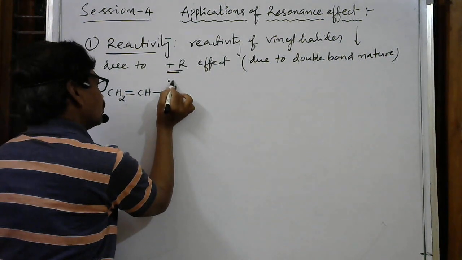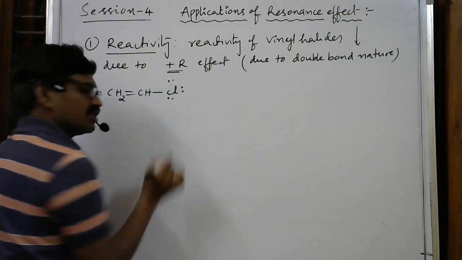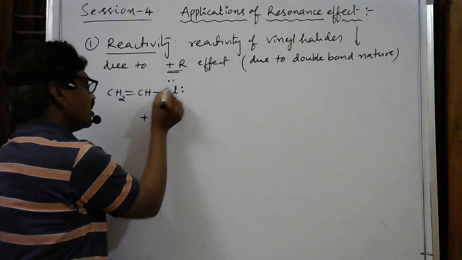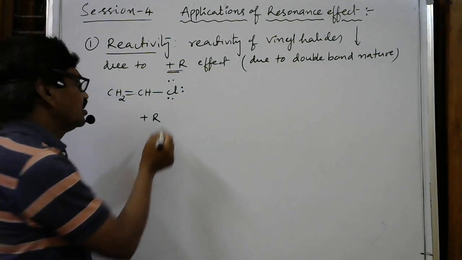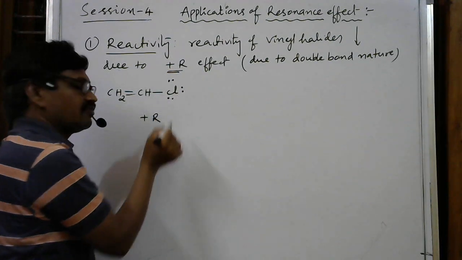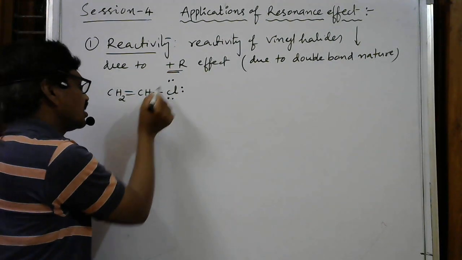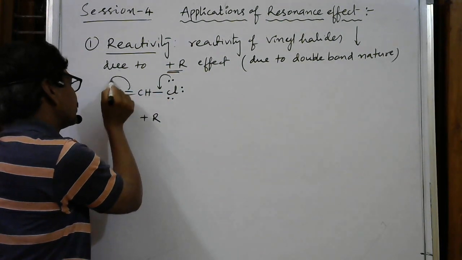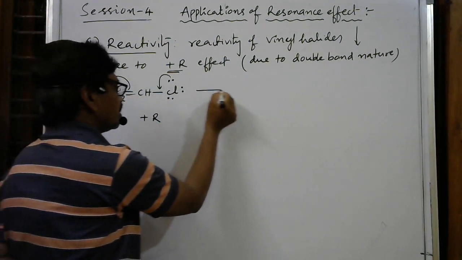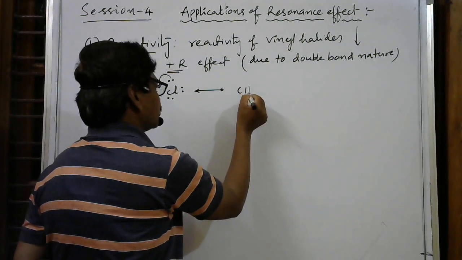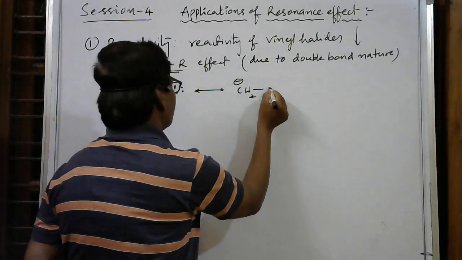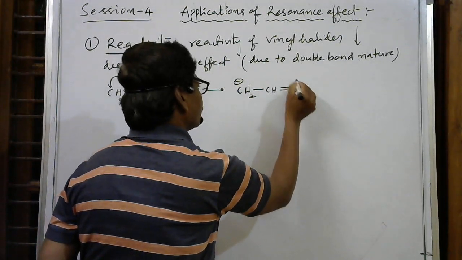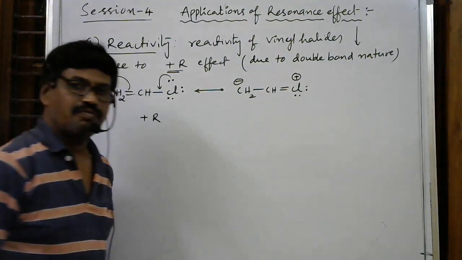See here, on chlorine, 3 lone pairs of electrons are present. So because of plus R nature, because this is the key atom, as we discussed in the last session, on this key atom 3 lone pairs of electrons are present, so it always acts as plus R. See, this bond shifts to this carbon. So here I am writing another resonance form: CH2 with negative charge, single bond, CH double bond Cl, here 2 lone pairs of electrons, and chlorine takes a positive charge.